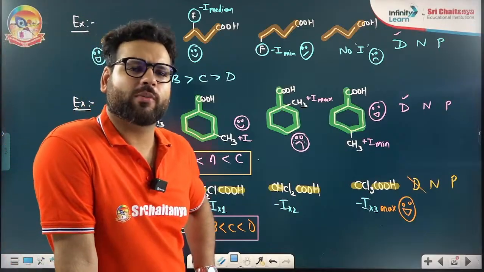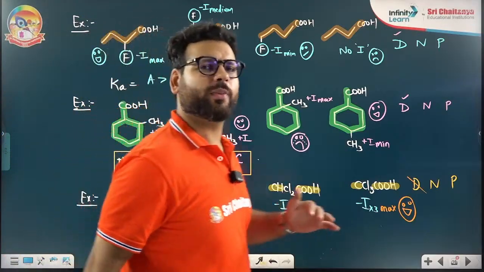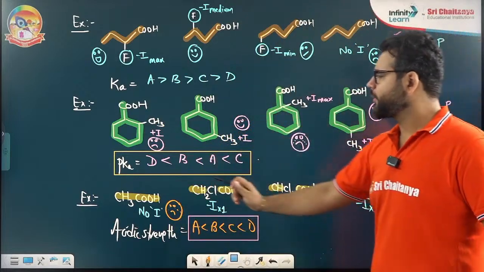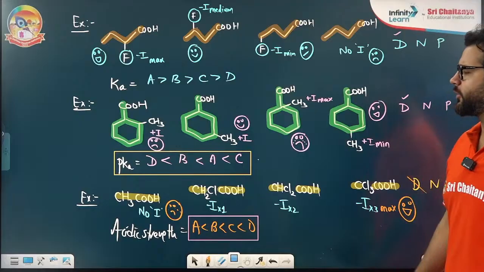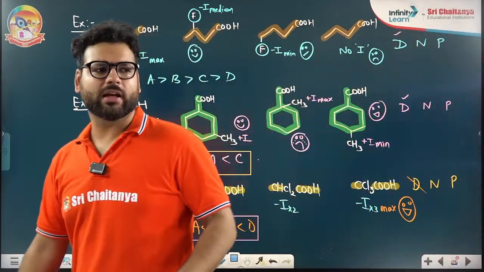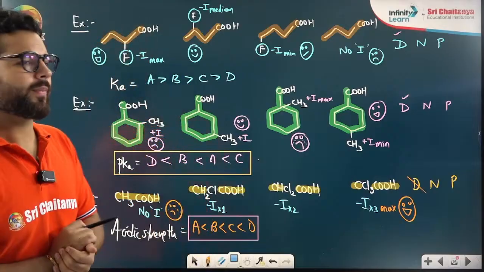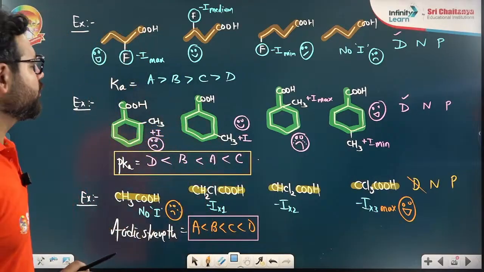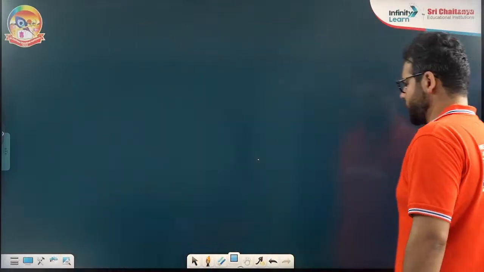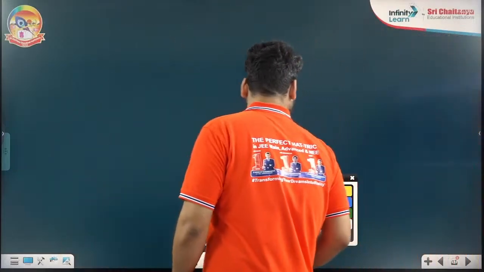Alpha trihalocarboxylic acid is much better than a normal carboxylic acid. So this is carboxylic acid, this is alpha halocarboxylic acid, this is alpha dihalocarboxylic acid, and the last one is alpha trihalocarboxylic acid. Okay, I'll give one more. You need to tell me the answer. Do this one and tell.